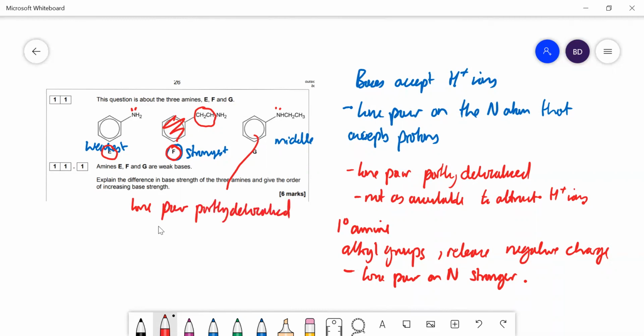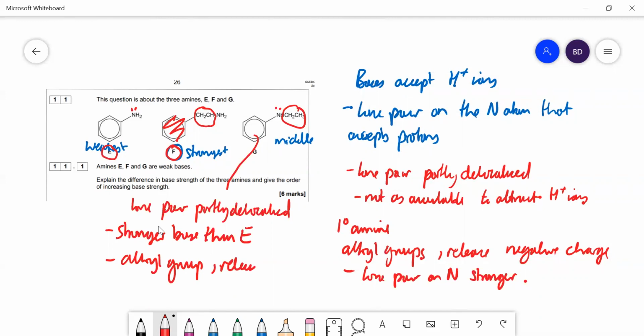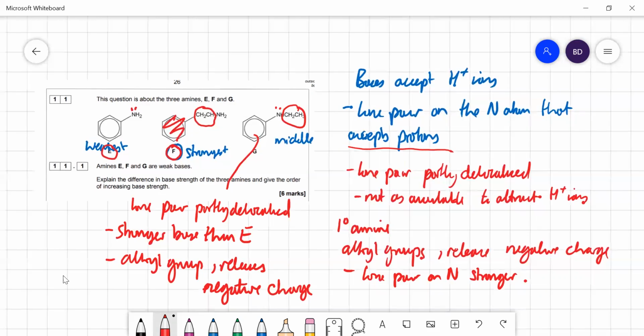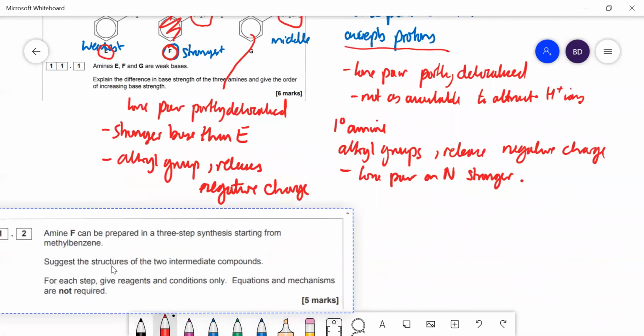But it's a stronger base than E, because you do have an alkyl group attached to it as well, which releases charge. Okay, so that's it. As I say, a lot of people will understand that perfectly, but not get full marks because they don't state that obvious stuff about the lone pair and the protons there. Okay, now definitely the last question now, I think.